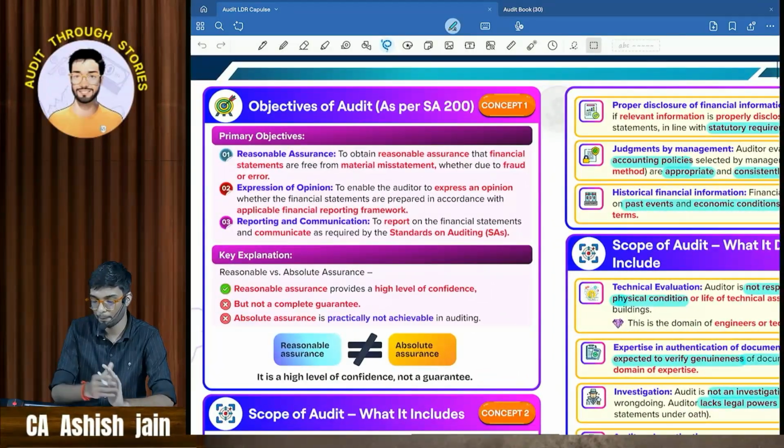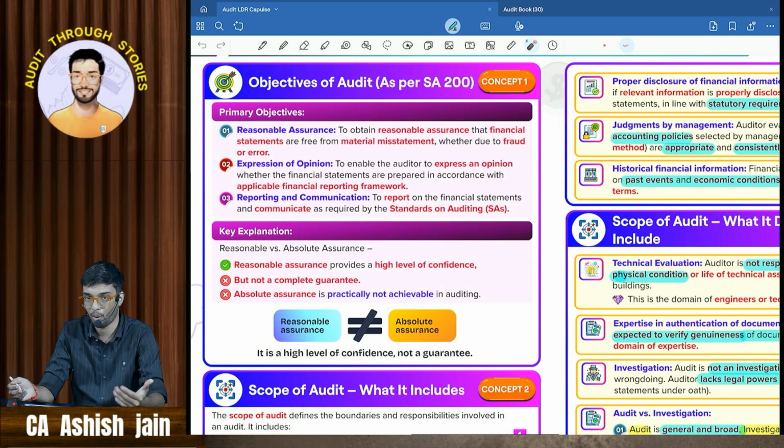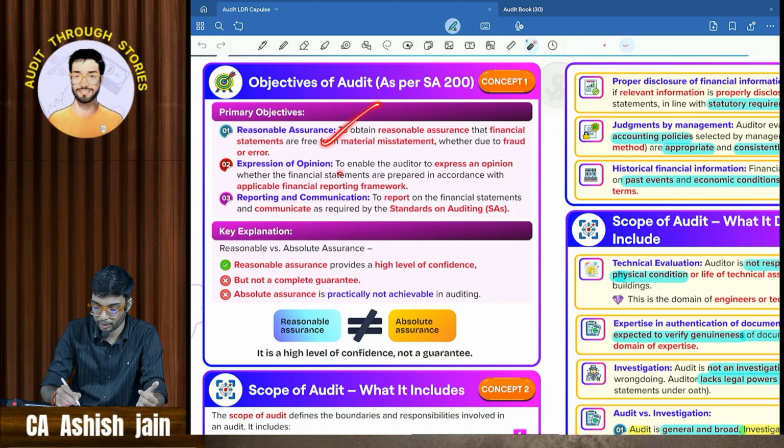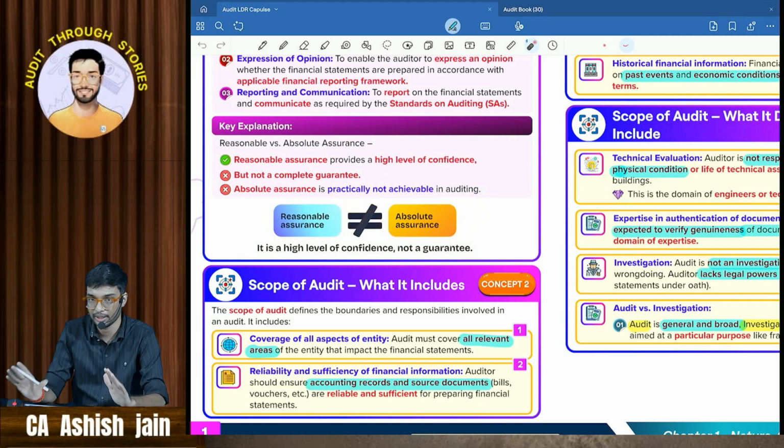So let's discuss the objective of audit. As per SA 200, what is the objective of audit? You have to provide reasonable assurance, you have to express an opinion, and then you have to prepare a report and communicate. This reporting and communication, as well as expressing opinion, we will discuss more in chapter number 8 on audit report. So: reasonable assurance, expressing opinion, and reporting and communicating to the users of the financial statements. Reasonable assurance provides a high level of confidence, but it is not a complete guarantee. Absolute assurance and reasonable assurance are not equal, and the auditor gives reasonable assurance, not absolute assurance.